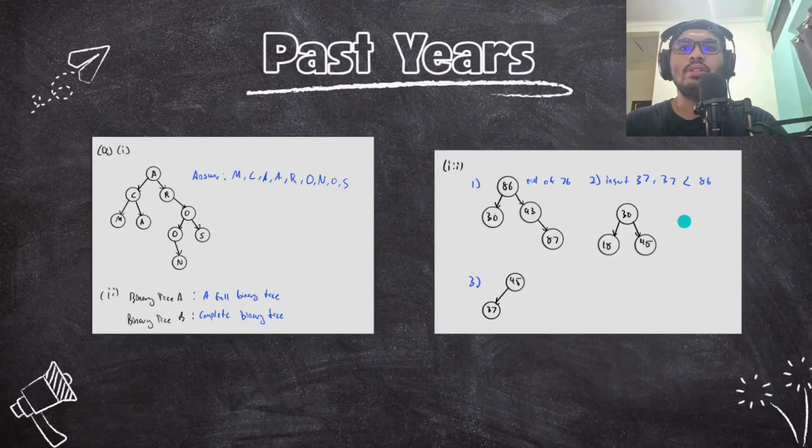That makes the current path MCAARONO. Finally, the last visited node will be S. This makes the final answer for this question MCAARONOS. Moving to the next question.